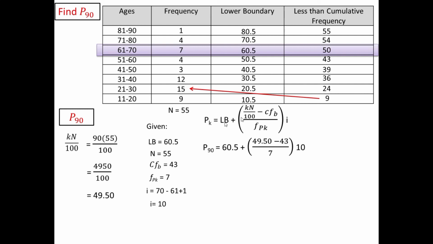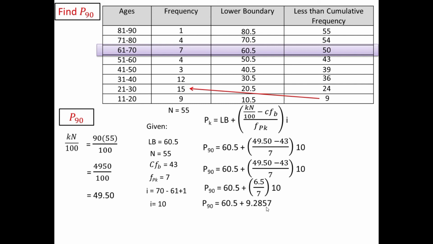Si Kn over 100, na-compute na natin as 49.50. So, palit kagad doon. Si cumulative frequency before, 43. Ayun. Si frequency of the percentile class is 7, so substitute. Ang I natin ay 10, substitute. Next, simplify natin to. 49.50 minus 43. Okay, so 49.50 minus 43, that is 6.5. Okay, 6.5 divided by 7, pwedeng rekta ka agad. 6.5 divided by 7 times 10. Ang lalabas na natin doon ay 9.2857. Dito ni-round off ko na siya ng 4 decimal places.